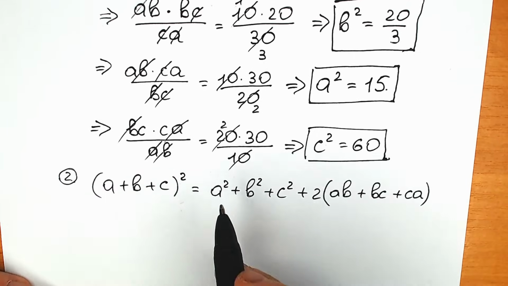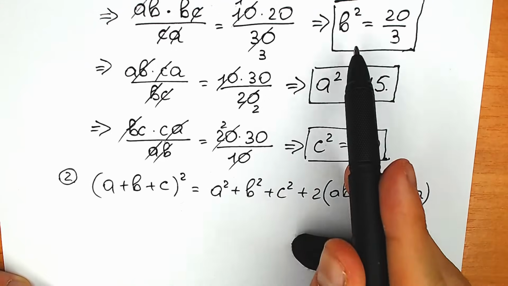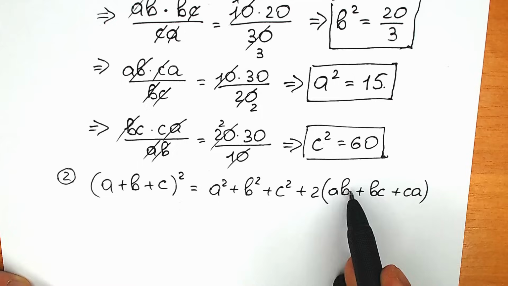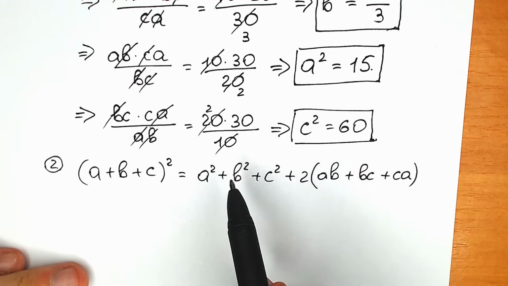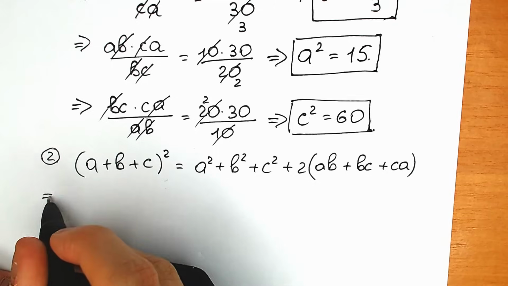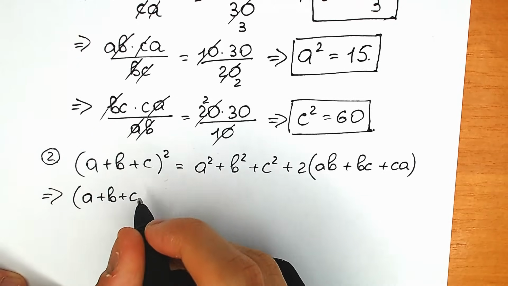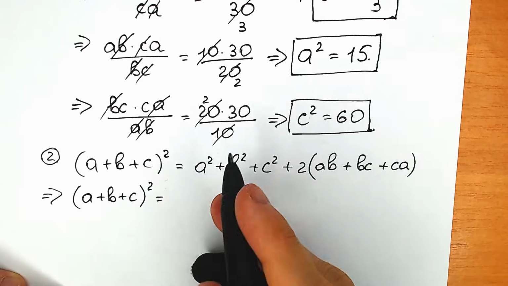And right now, if you look closely, sorry, we know A square right here. We know B square right here. We know C square from here. We know all of these products, AB, BC, CA from the beginning. So right now, let's plug in each of these elements into this spot. Let's do this. So we have A plus B plus C to the second power equal to A square, B square, C square. A square, 15.